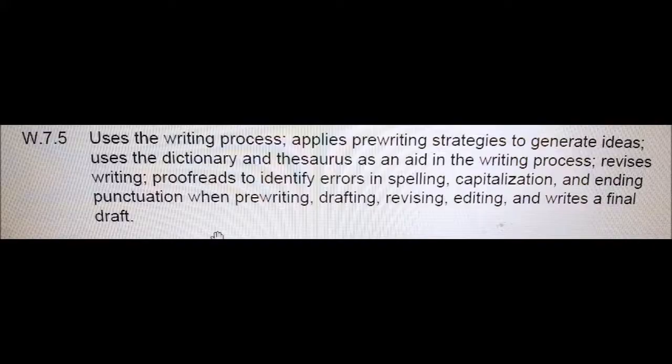But first, we need to line up the activity with Puerto Rico's standards to teach English. The student uses the writing process, applies prewriting strategies to generate ideas, uses the dictionary and the thesaurus as an aid in the writing process, revises writing, and proofreads to identify errors in spelling, capitalization, and ending punctuation when prewriting, drafting, revising, editing, and writes a final draft.